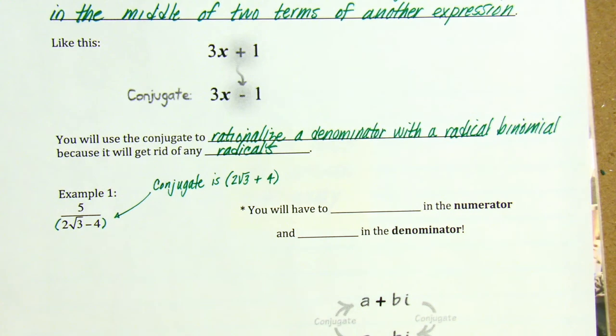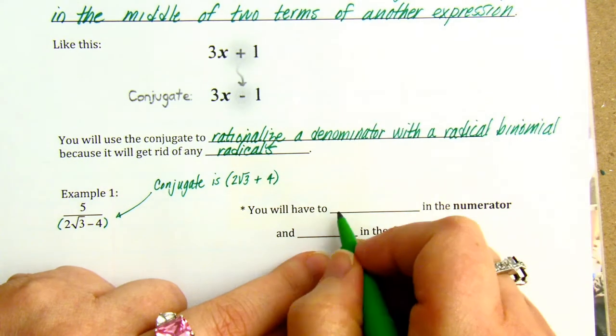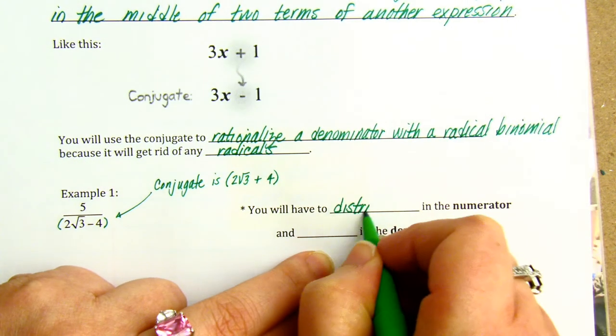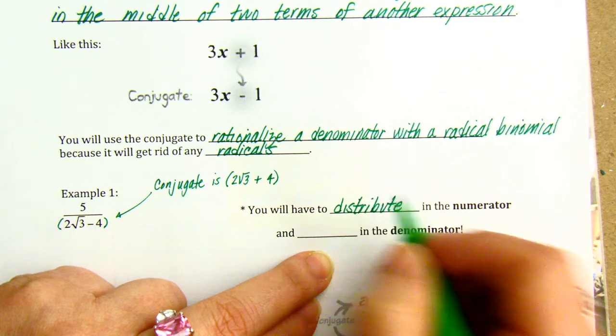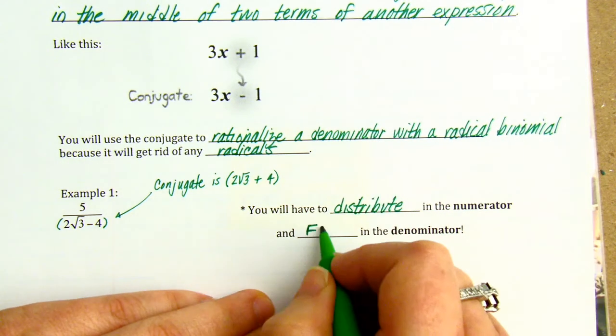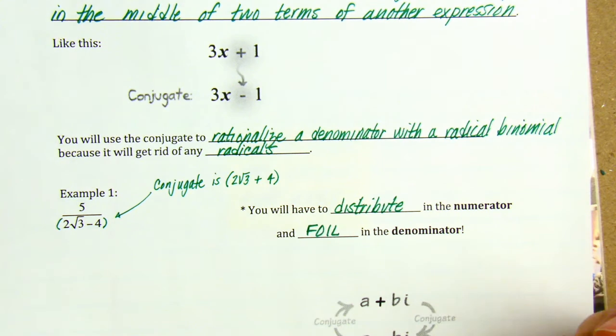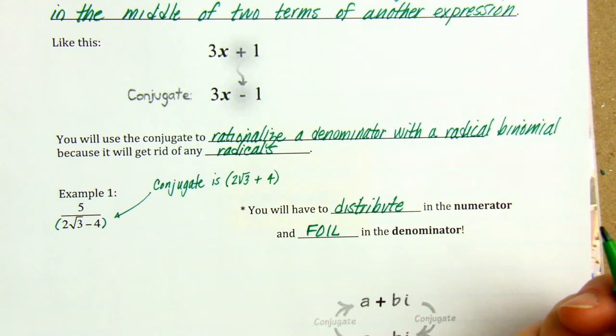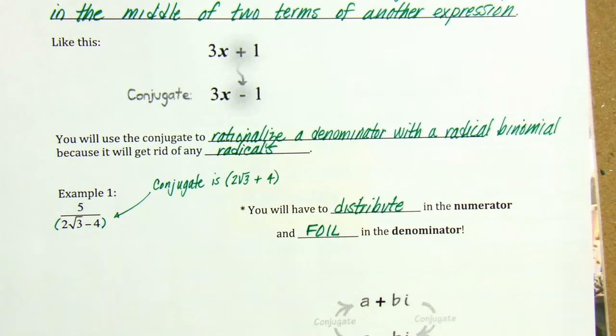Okay, then we're going to have to distribute in the numerator, and we'll have to FOIL in the denominator. See, because we have to take this expression, 5 divided by 2 root 3 minus 4, and multiply by the conjugate over itself. Remember, we're tricking the expression and multiplying it by what we say is a clever form of the number 1, right? Because any number multiplied by 1 equals that same number.